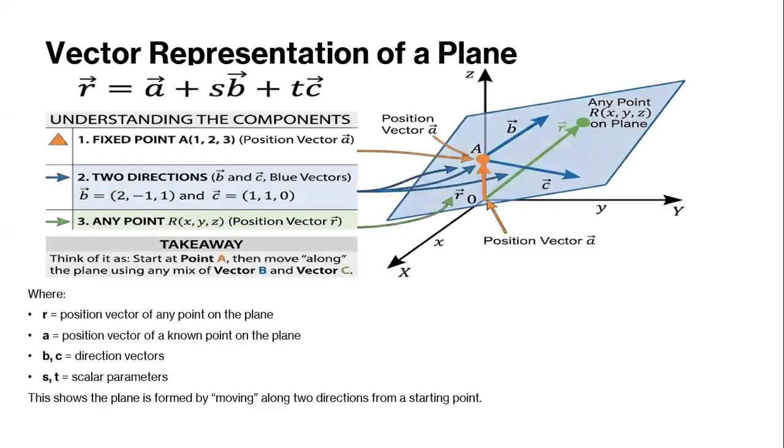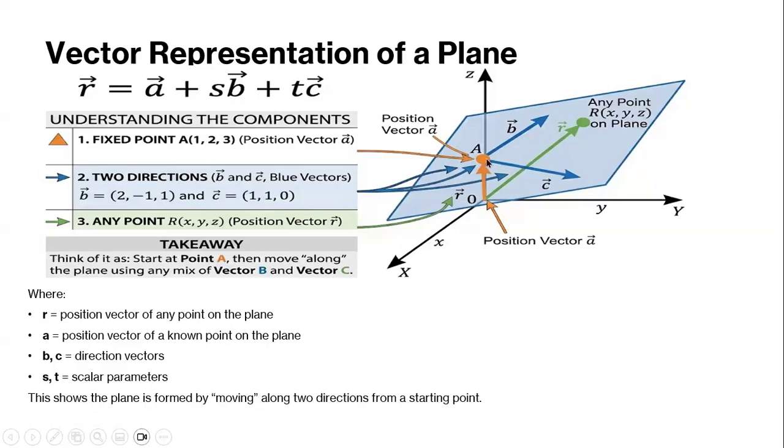All right, so vector representation of a plane. For the vector representation of a plane, we have the formula r = a + sb + tc, where r is the position vector of any point on the plane, a is the position vector of a known point on the plane, b and c are direction vectors, and s and t are scalar parameters. This shows the plane is formed by moving in two directions. If you look over here at the diagram, we have the fixed point A, which is (1, 2, 3).